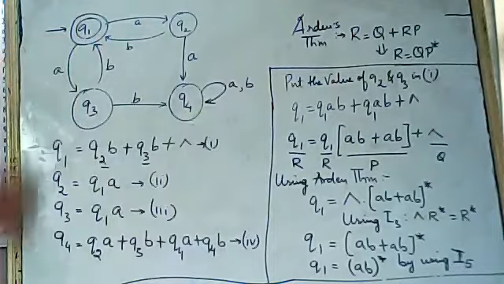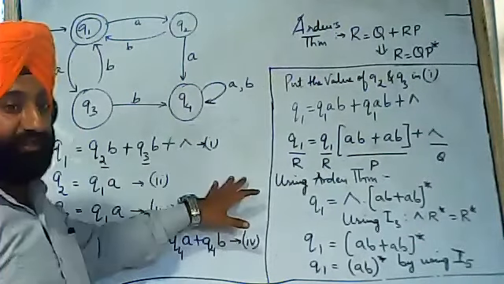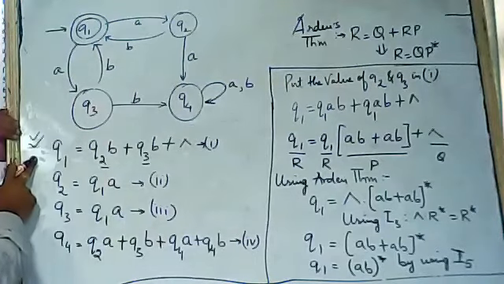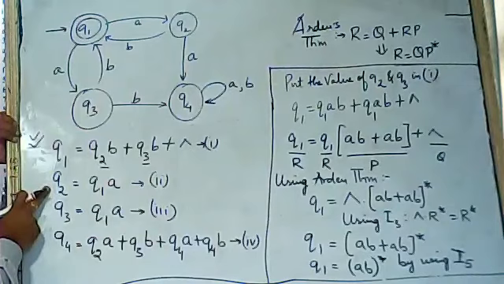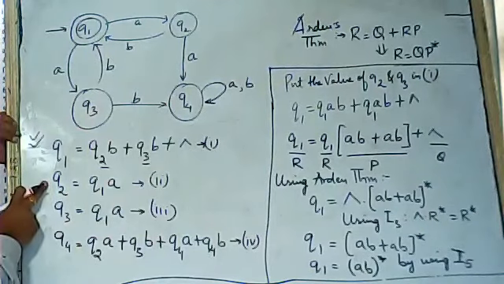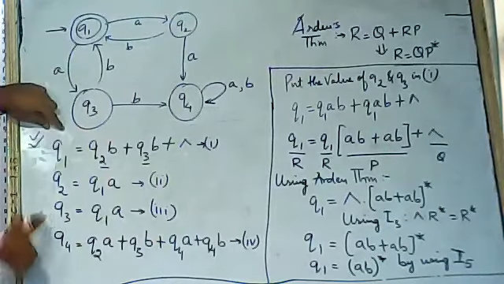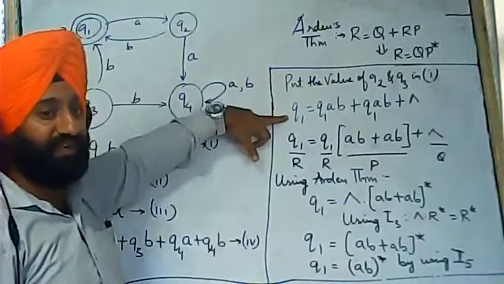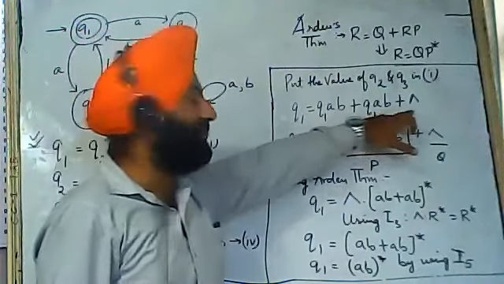So after writing the equations, you have to substitute some values. Because I need the answer in Q1, because Q1 is your final state, I have substituted the value of Q2 and the value of Q3 in 1. After this substitution, you can see that you will get this equation. Q1 is equal to Q1AB plus Q1AB plus null.